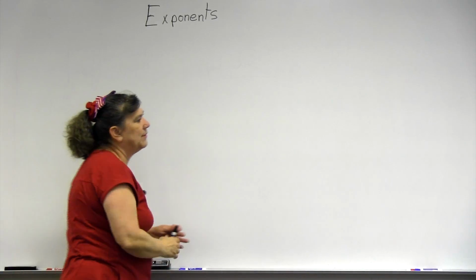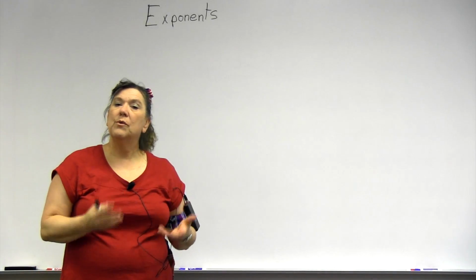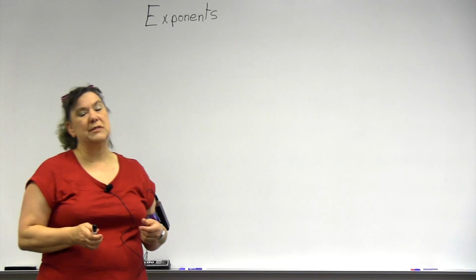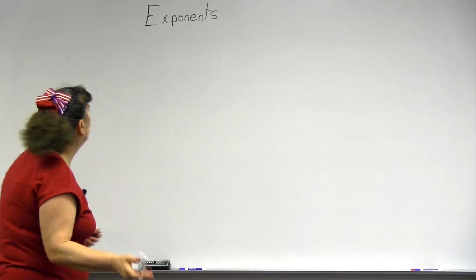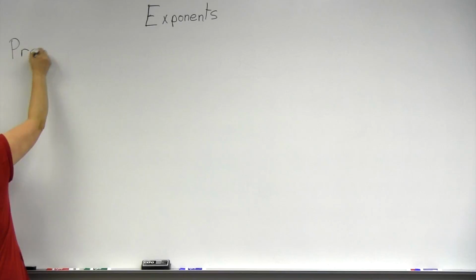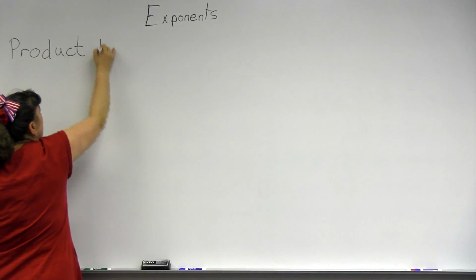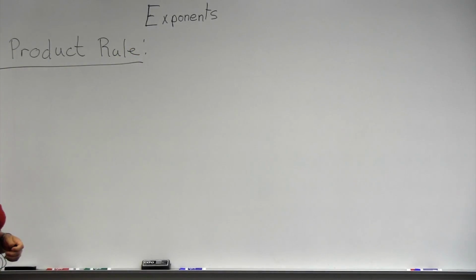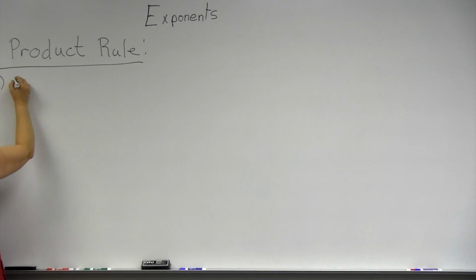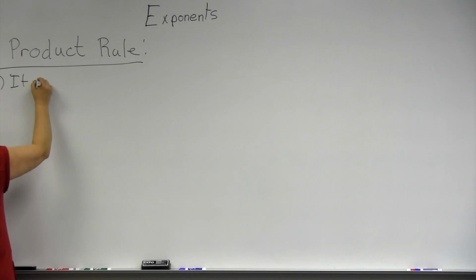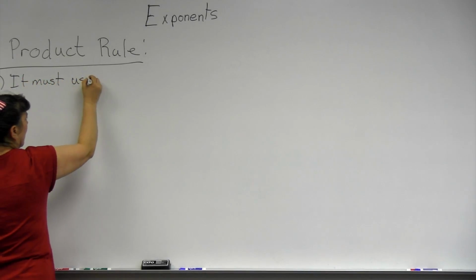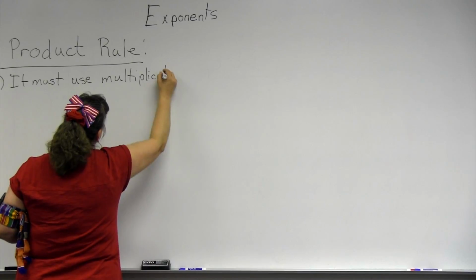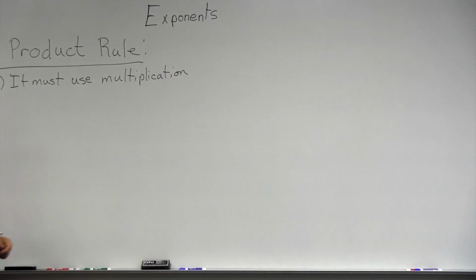Okay, next step. Now, there are definite rules that we work with when we are working with exponents. And that's what we're going to focus on mostly in this lecture, is these rules. The very first rule that we're going to look at is the product rule. Now, when you do the product rule, there are some definite things that have to be there. The first thing that has to be true is that it must use multiplication. If the connecting operation between your terms is not multiplication, then you may not apply the product rule.